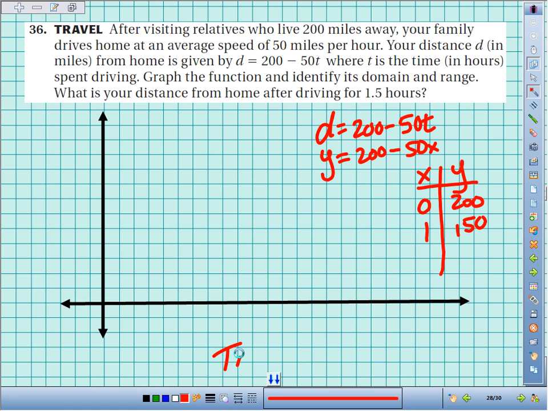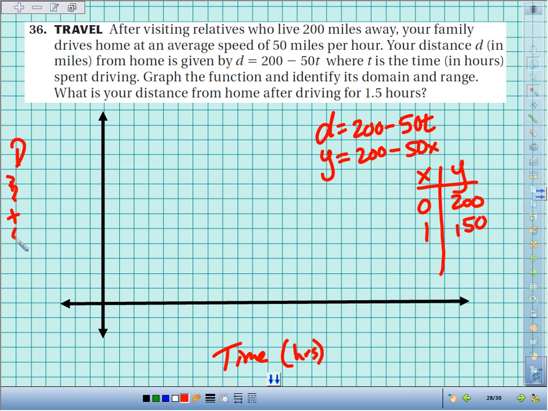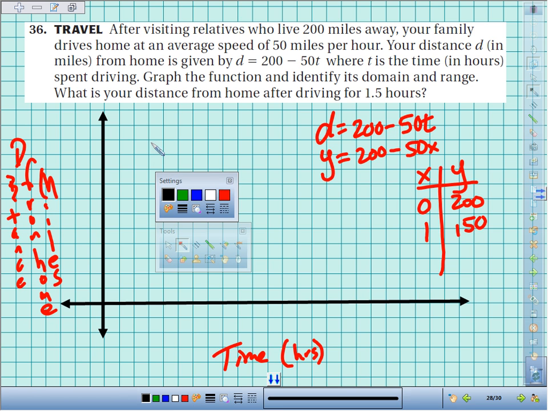We've got time in hours, and we've got distance from home. Penmanship could use a little work over there. And we're measuring in miles. Boy, that's really rough. Okay, that's all right.